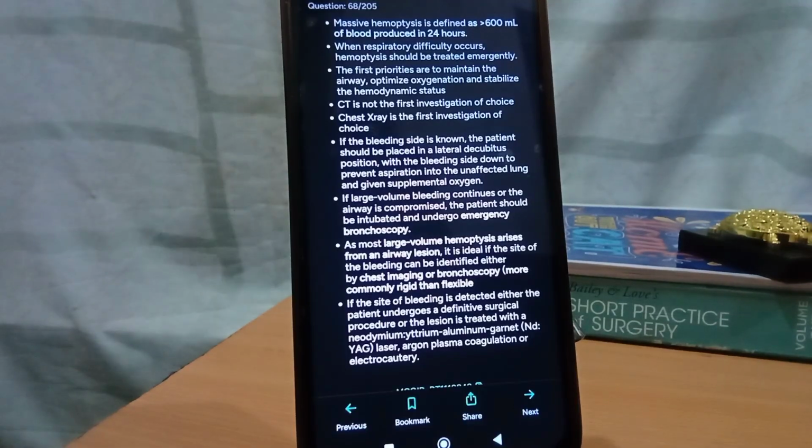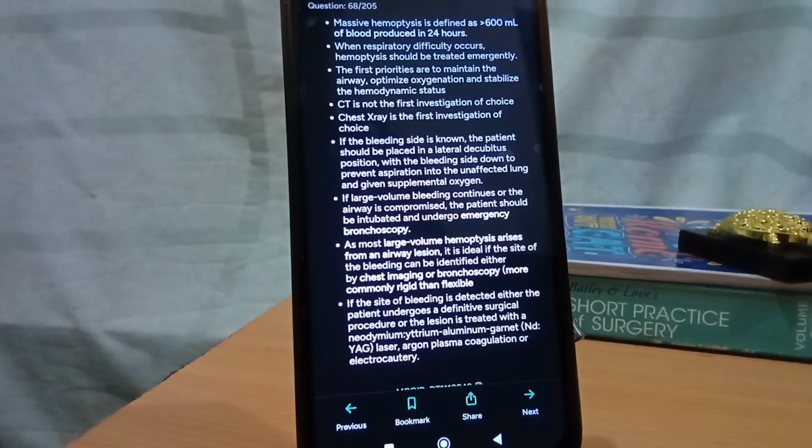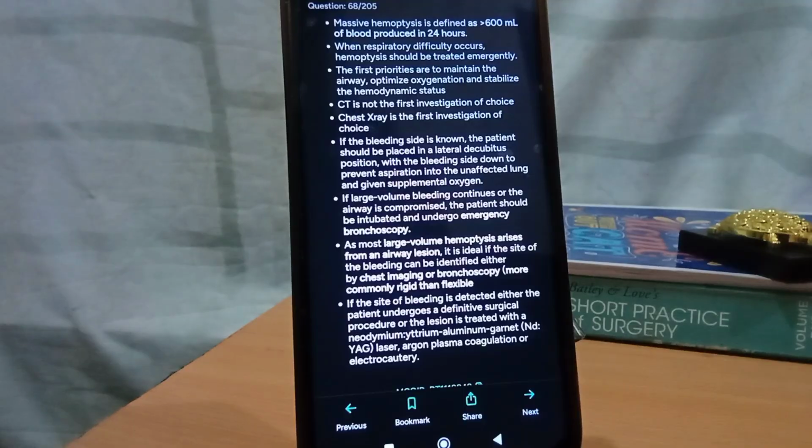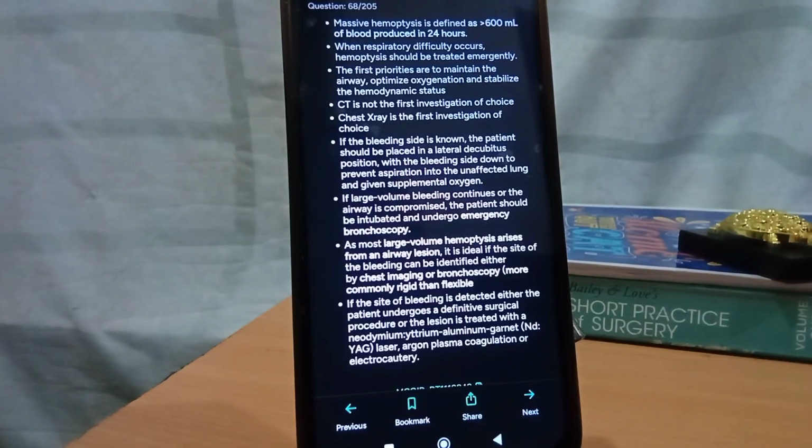If the bleeding side is known, the patient should be placed in a lateral decubitus position with the bleeding side down to prevent aspiration into the unaffected lung, and given supplemental oxygen. If large volume bleeding continues or the airway is compromised, the patient should be intubated and undergo emergency bronchoscopy. As most large volume hemoptysis arises from an airway lesion, it is ideal if the site of the bleeding can be identified, either by chest imaging or bronchoscopy, more commonly rigid than flexible.